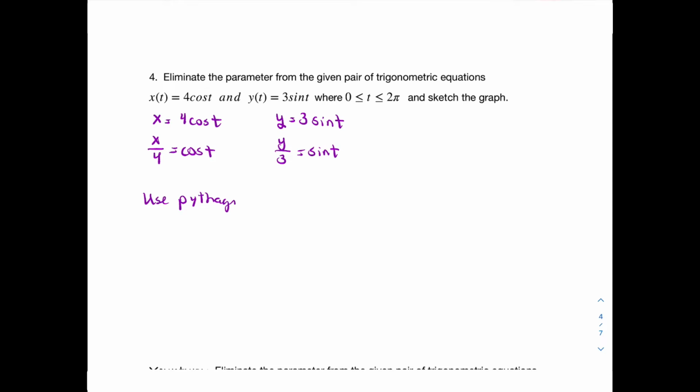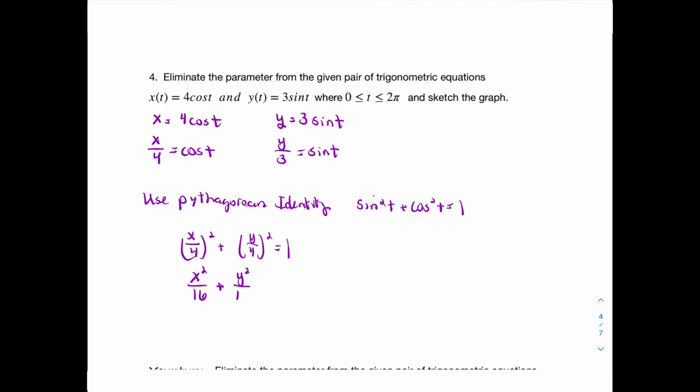Now, in order to work on this, I'm going to go back to our Pythagorean identity. Sine squared plus cosine squared equals 1. And I'm going to use that identity. And since it's sine squared plus cosine squared, it doesn't matter if I say sine squared plus cosine squared or cosine squared plus sine squared. I'm going to choose to write the x term first. So that means I have x over 4, that's my cosine, squared, plus y over 3 squared is equal to 1. And distributing that square to the fraction, I get x squared over 16 plus y squared over 9 is equal to 1.